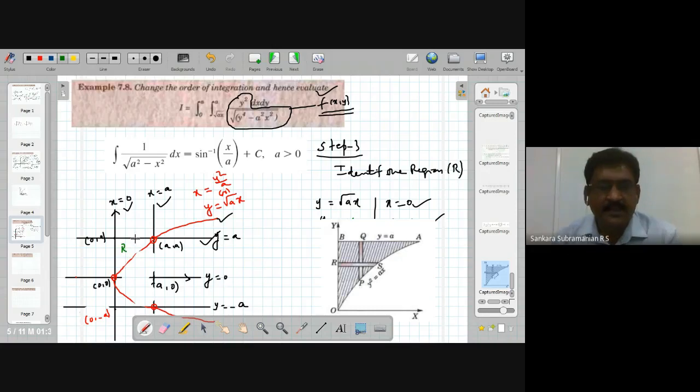Reason, if you take a strip, say PQ, if you take a strip PQ, right? In the strip வந்து x is equal to 0 to x is equal to a வரைக்கும் போகுது. Okay, x is equal to 0 to x is equal to a வரைக்கும் போகுது. P touches y equal to a, Q touches y equal to a. So this is the region of integration. So please, I am sorry. This is the region of integration.